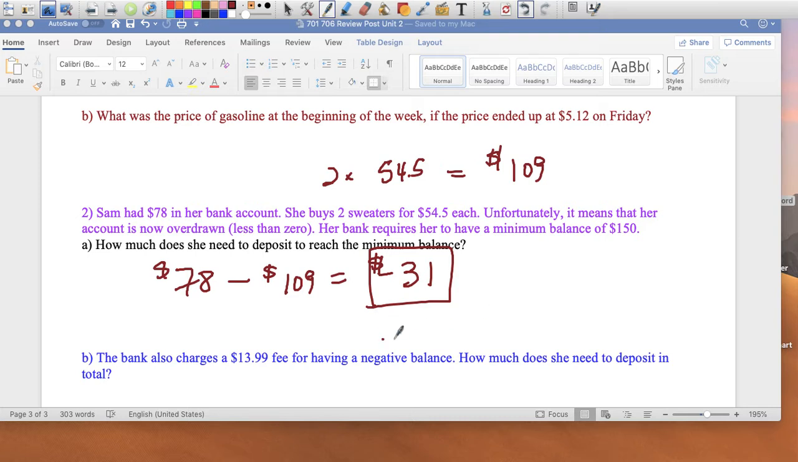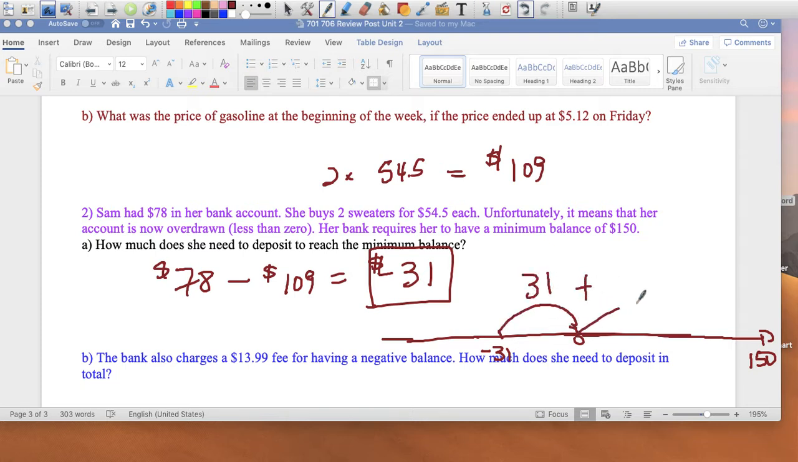So let's do a number line here. So here's 0. Here's negative 31. She needs to deposit. The bank says you need to deposit $150. You need to have $150. We'll just make this a little bit more accurate. So how much money does she have to deposit to get to $150? Well, she has to deposit $31 plus how much is here? $150. That's going to give us $181.